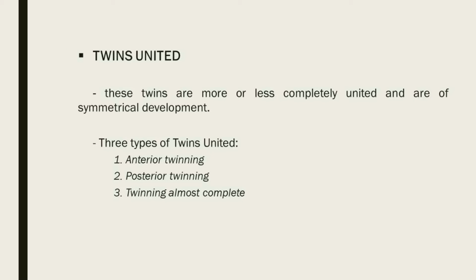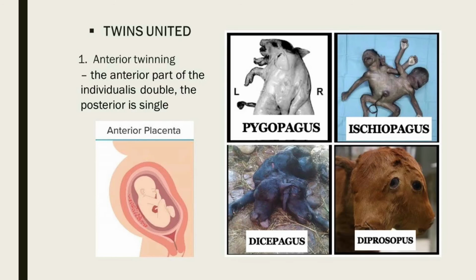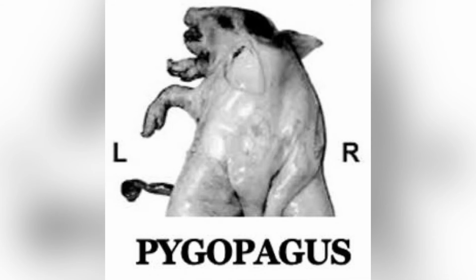Twins united. These twins are more or less completely united and are of symmetrical development. It has 3 types. Number 1, anterior twinning. Number 2, posterior twinning. And 3, twinning almost complete. For the first type of twins united, number 1 is the anterior twinning. The anterior part of the individual is double. The posterior is single.